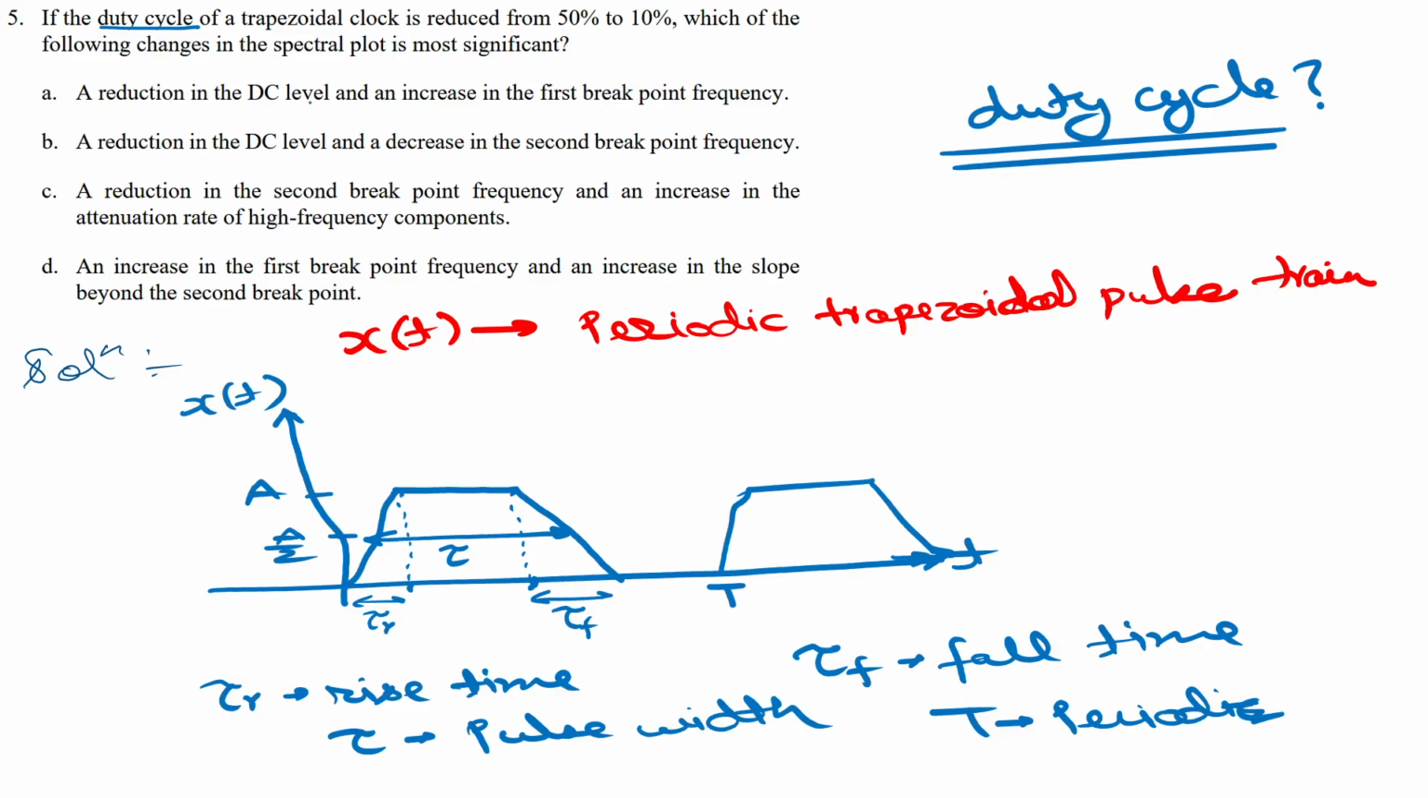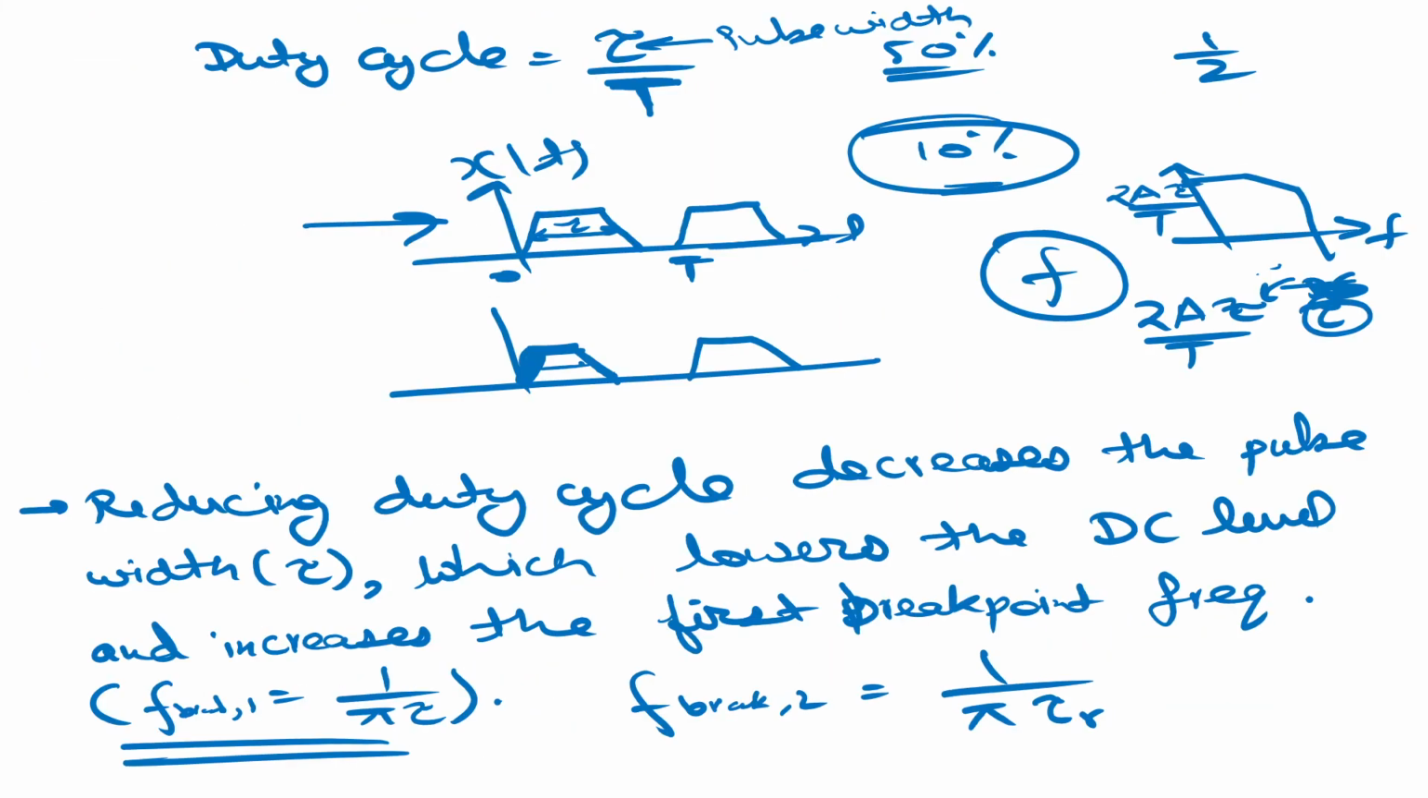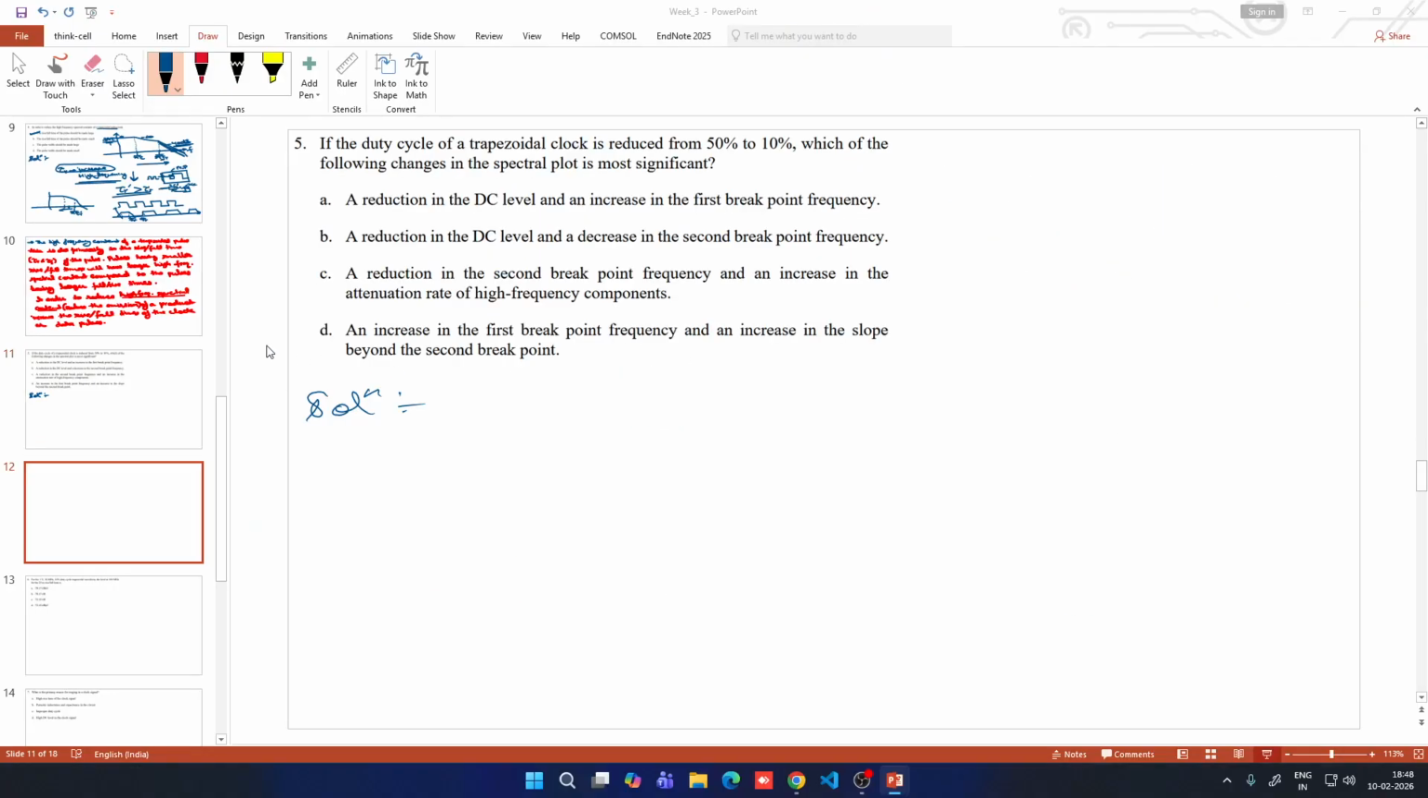Option A is a reduction in the DC level and an increase in the first breakpoint frequency. So that is correct, right? Because option B says a reduction in the DC level and a decrease in the second breakpoint frequency, which is not correct. There is no effect on the second breakpoint frequency if you reduce the duty cycle. Option C, a reduction in the second breakpoint frequency, is also not true. Option D, an increase in the first breakpoint frequency and an increase in the slope beyond, is also wrong.